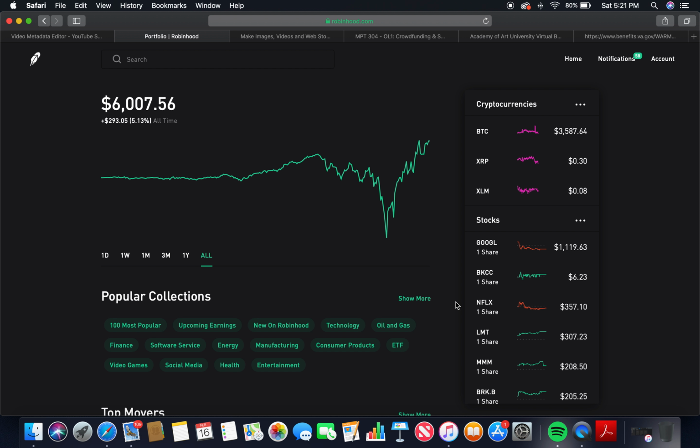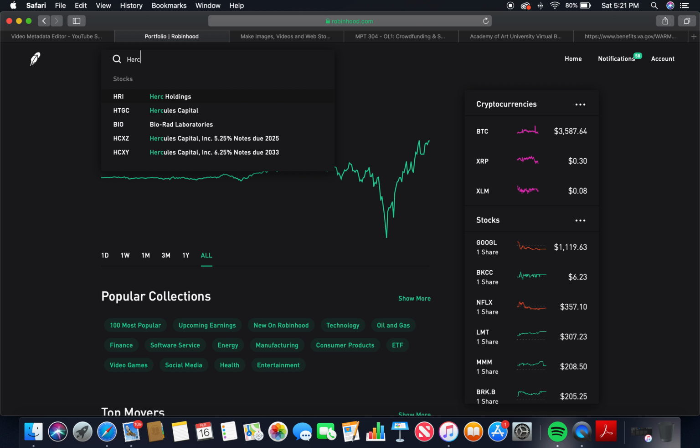I'm going to give you 6 finance companies. You've probably heard of a couple of them, but these are the last 6. So let's jump into it. Okay, the first finance company is Hercules Capital.